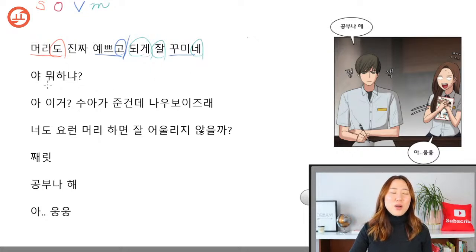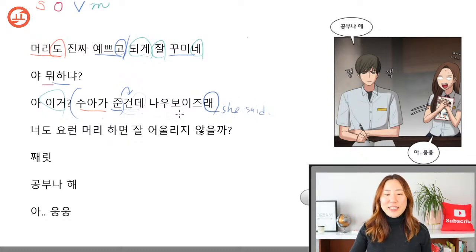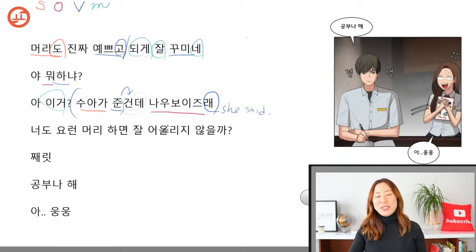야, 뭐하냐? 야, what are you doing? 뭐하냐? What are you doing? 이거, this thing, whatever I'm looking at, 수아가 준 건데, it's something that she gave. 수아가 준 건데, this is adjective clause, right? It's something that she gave me. And open conversation, now boys래. This is like she said. She said it's now boys. They are called now boys.